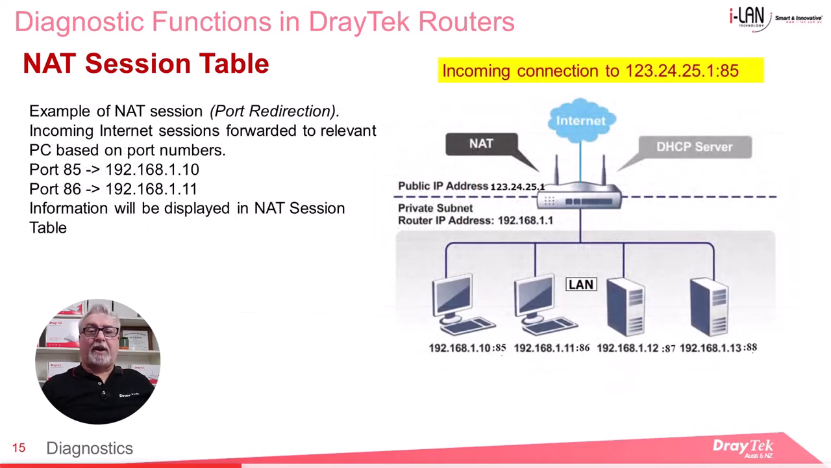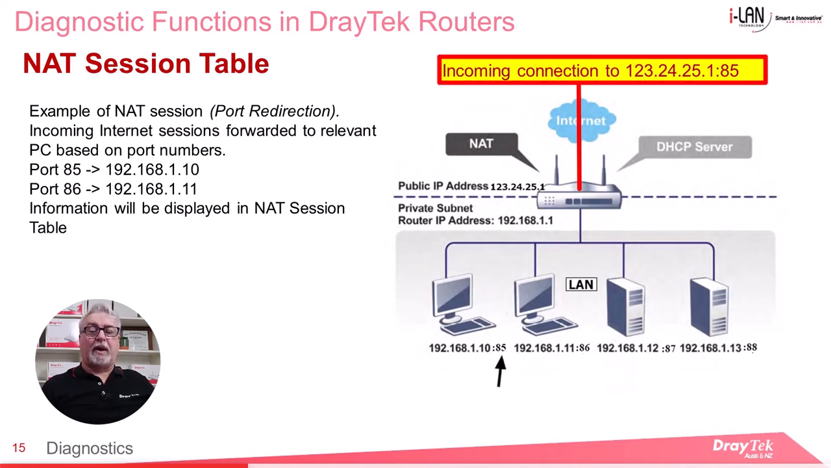Here we have an example of a NAT session where port redirection is used. Here, incoming internet sessions are forwarded to the relevant PC based on port numbers. In this example, we have port 85 redirected to 192.168.1.10, port 86 to .11, port 87 to .12, and port 88 to .13. The information from these sessions will be displayed in the NAT session table.